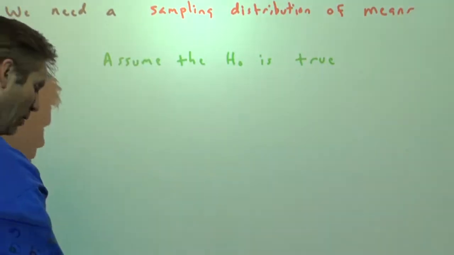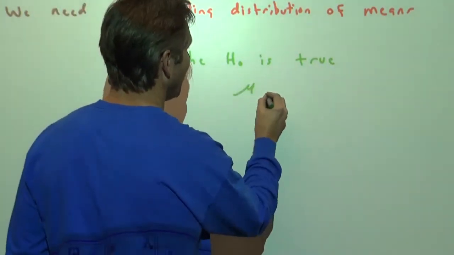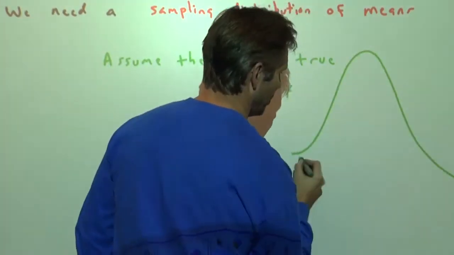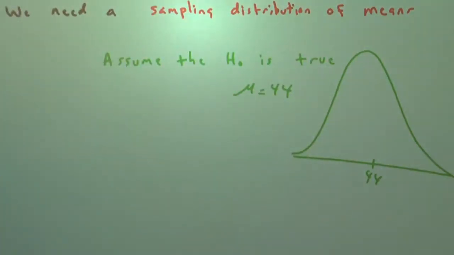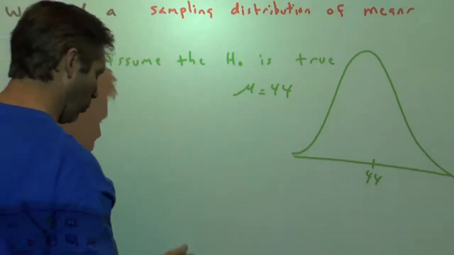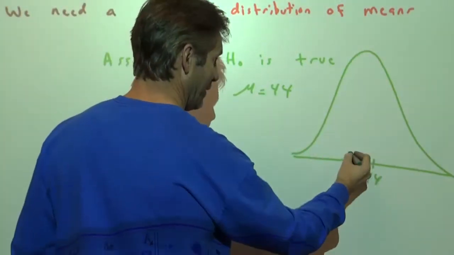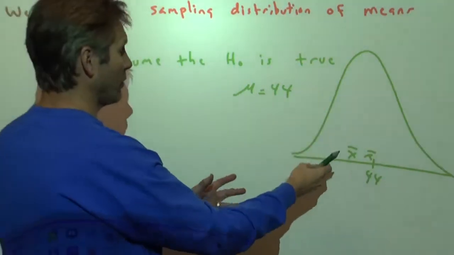So we're going to say, okay, we're going to assume the null is true, and the null said that the mean was equal to 44. So we're going to build this sampling distribution where the mean is 44. And then we're going to say, oh, okay, well now we'll go take our one sample, and if it behaves like this, like it should if the null is true, then there's no reason to reject the null.